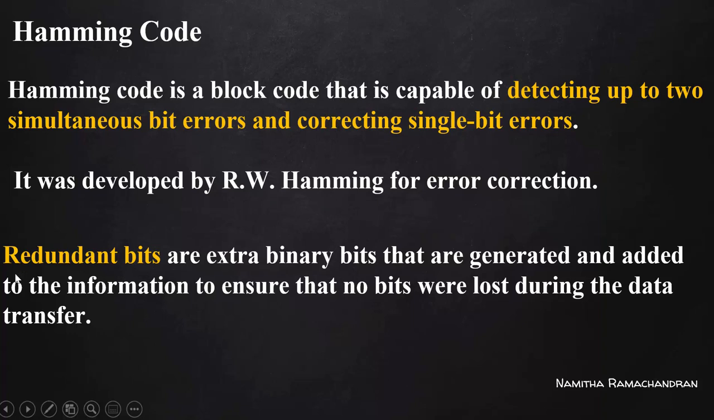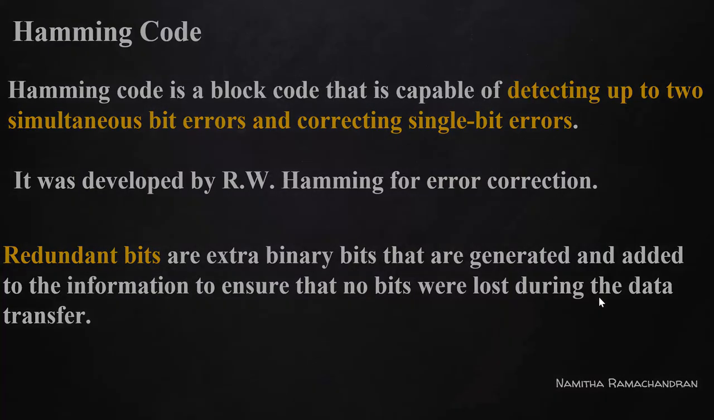The basic part of this Hamming code is certain redundant bits. These are extra binary bits that are generated and added with the data to be transmitted to ensure that no bits were lost during the data transfer. So the important part of the Hamming code mechanism is these redundant bits that are added with the data to be transmitted. This will ensure that no bits were lost during data transmission.